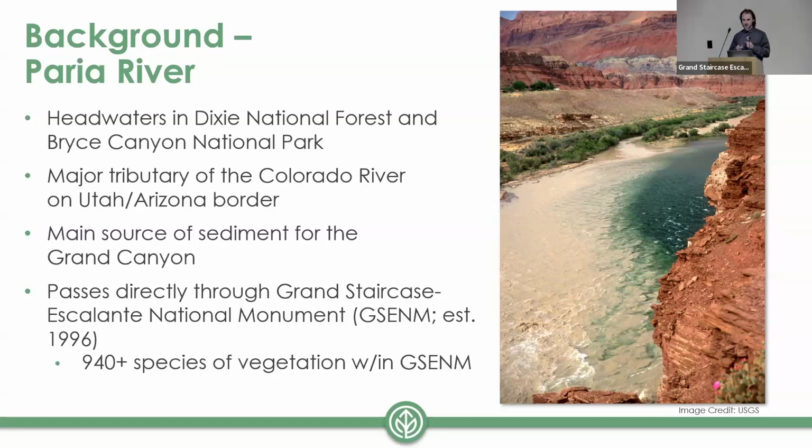We found a few papers talking about different species within the monument, and we found that there's over like 900 different species of vegetation, but some of the ones we wanted to target were some invasive species such as tamarisk and Russian olive, which you all just learned about.